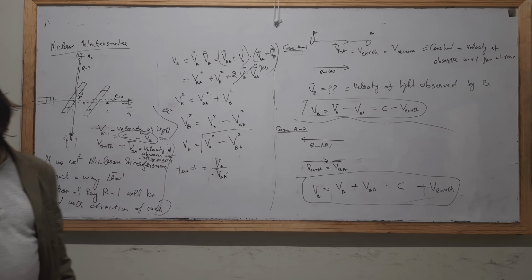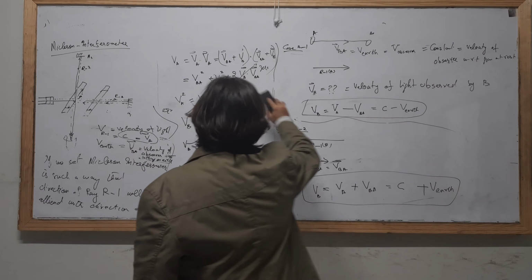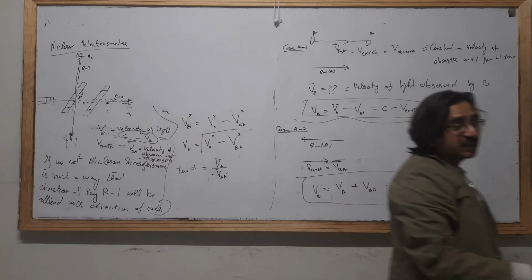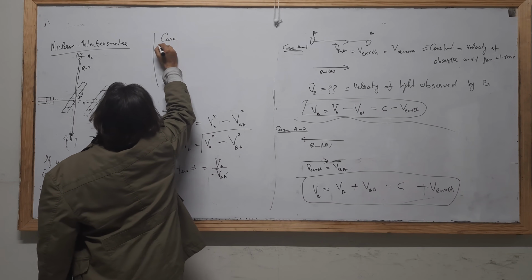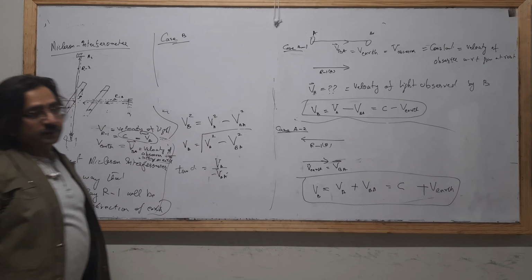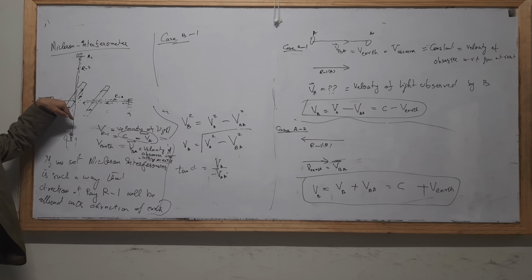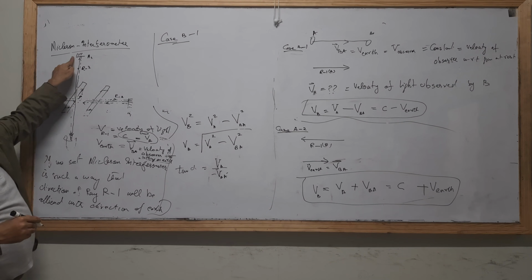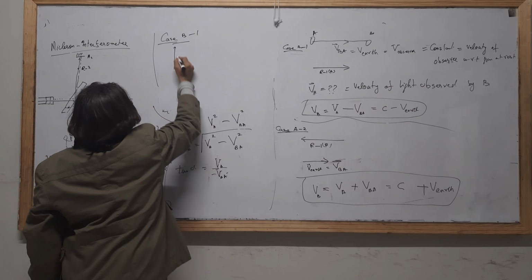Now what about case B? That is a very important case, that's why I have done case D. What about case B? Case B also has one ray moving upward and one moving downward. When moving upward, light is moving upward.